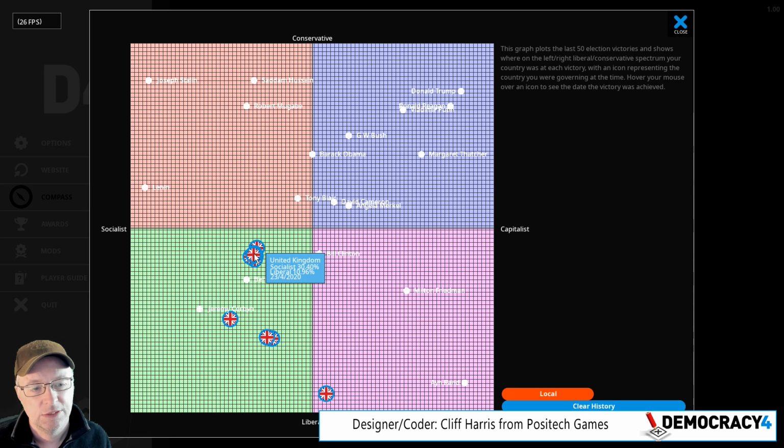So these little icons here show me the elections that I've won in Democracy 4. I'm only playing as the UK because that's the only country that's in at the moment. And I tend to be socialist and liberal. You start off with a very socialist, liberal sort of country. I've obviously become a lot more liberal for that election, and a little bit capitalist.